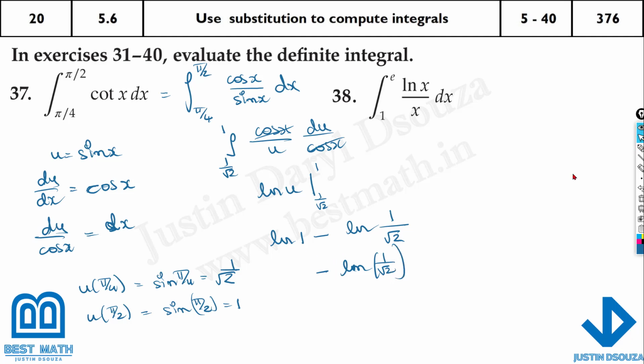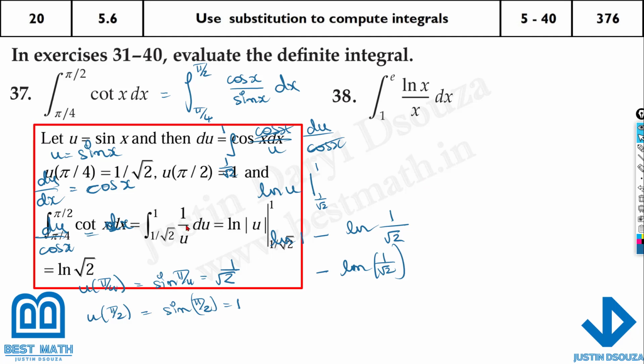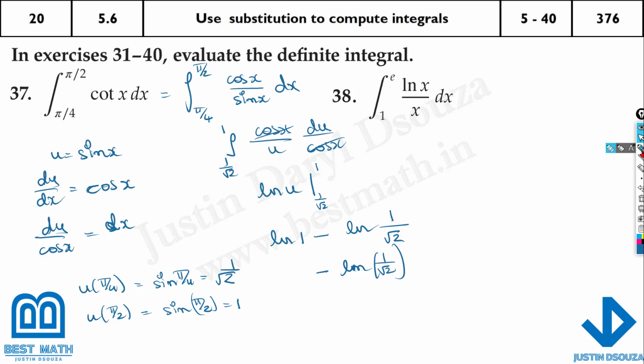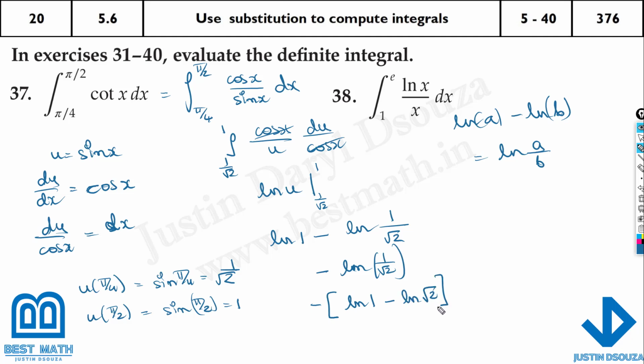You can leave it like that. So you can see the answer is, okay, they have simplified it further. I'll tell you how the simplification is done. Do you recall the property that ln A minus ln B is equal to ln A by B? Similarly, if it's A by B, that is one term divided by the other term, you can use this formula. So let me write this minus outside. And here we have ln 1 minus ln square root 2. ln 1 is 0, so it's minus of minus ln square root 2, which will be equal to ln square root 2. So this is the answer.